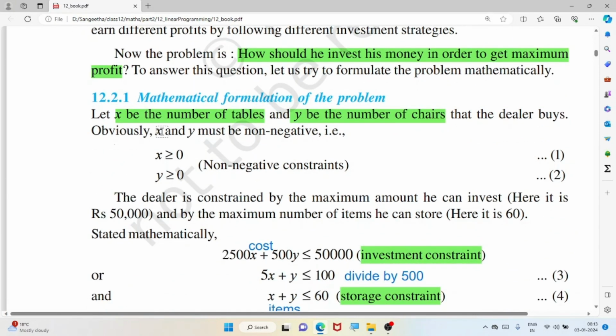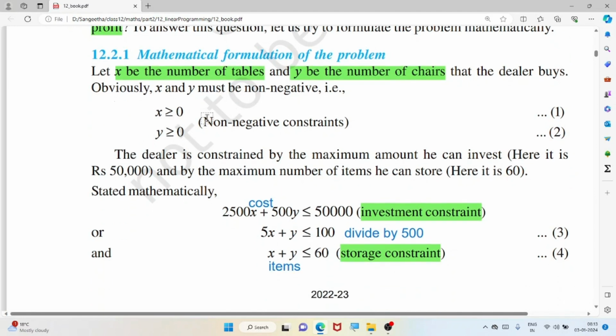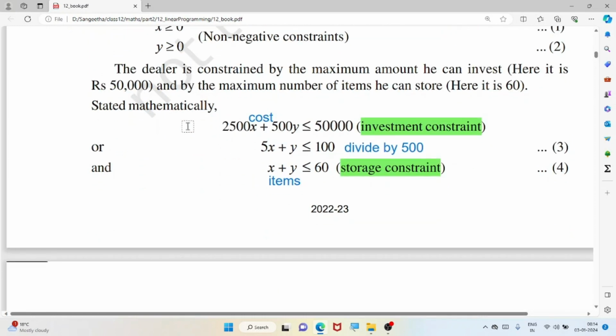So we have to find the mathematical formulation of the problem. These are the variables assigned to tables and chairs. The number will be greater than or equal to 0 only, it will not be negative. So this is how they formulate the problem. This investment should be less than or equal to 50,000. If you divide by 500 on both sides, you will get 5x plus y, and the same equation will be reduced to this. You divide both left side and right side by 500, that is for simplification purposes only. And this is the limitation of the storage.